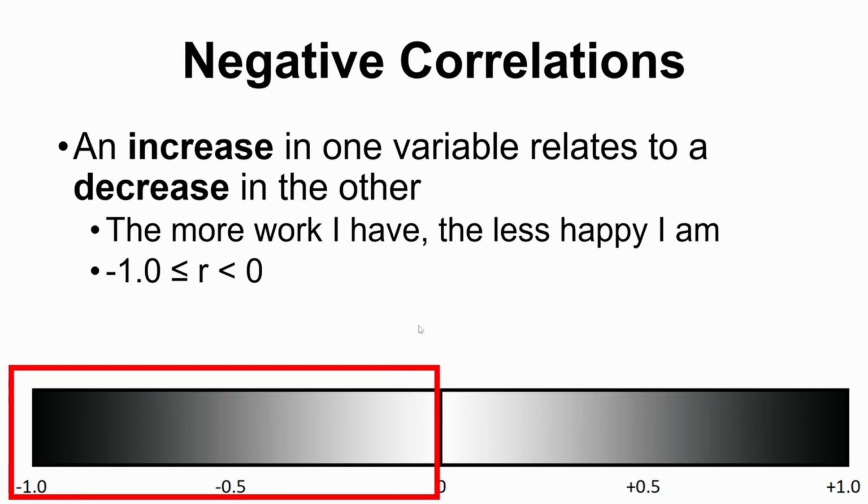Our negative correlations are the other side of our number line. So R that is sort of below 0 all the way to our negative limit of 1.0. And so here, an increase in one of our variables is going to relate to a decrease in the other. So a mismatch here.